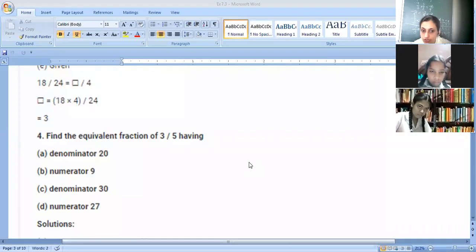Yes, ma'am. Ma'am, the answer is 12 by 20. 12 by 20. That's correct. So all of you start doing this question in your notebook. Find the equivalent fraction of 3 by 5 having denominator 20. So what you are going to do, you are going to multiply it with the number 4 by 4 here.